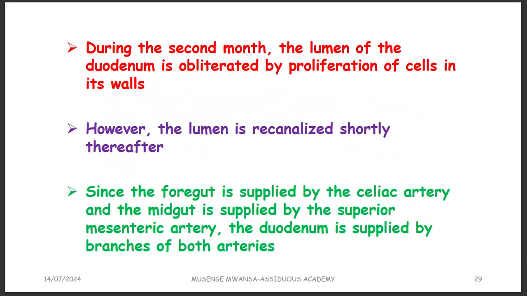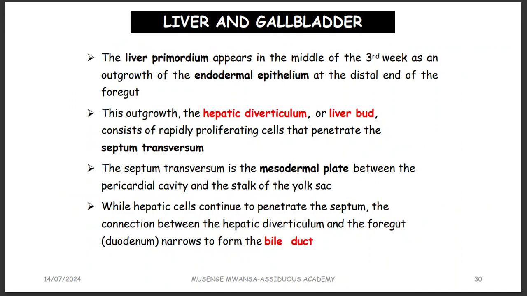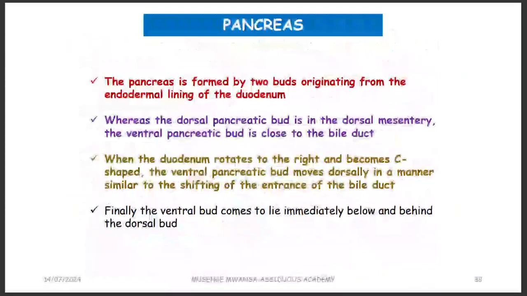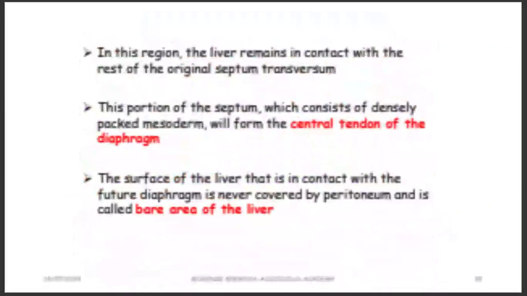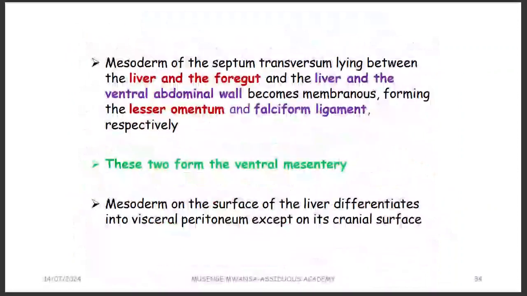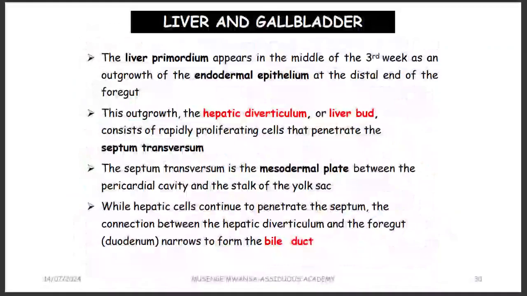During the second month, the lumen of the duodenum is obliterated because it was closed, and then the lumen is recanalized. Since the foregut is supplied by the celiac artery, you can guess what supplies the duodenum also. In the foregut, you also have the liver, the gallbladder, and other structures that are developing from there. But let's pause for now just here. We'll get to discuss all those others in the next class for good understanding. All right.